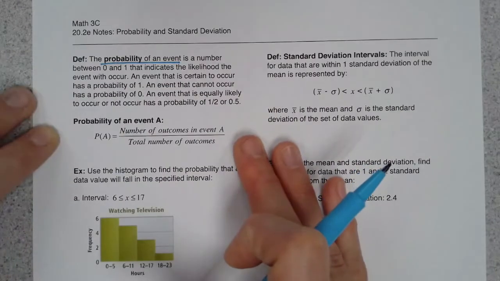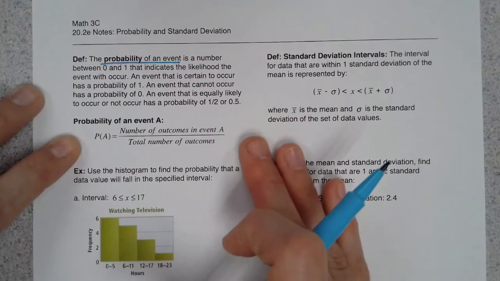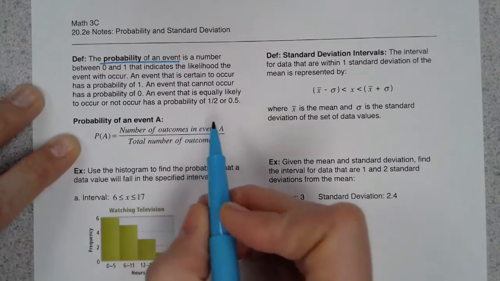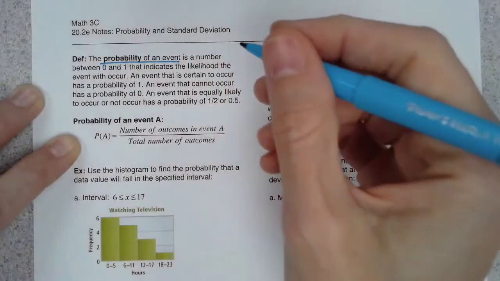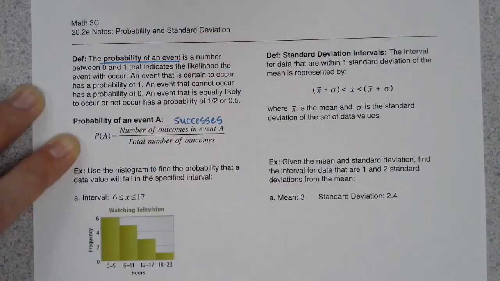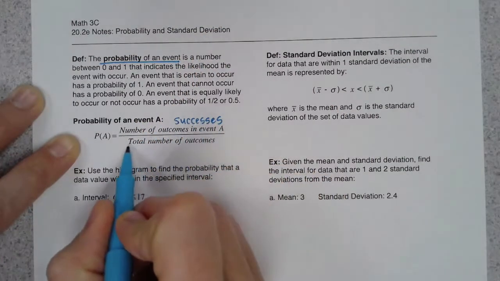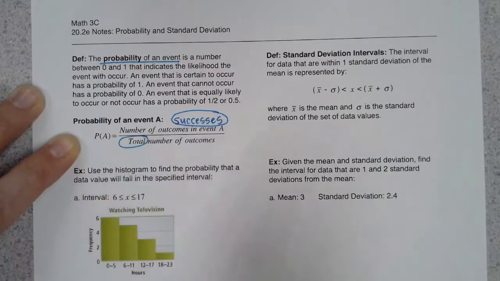In the next part right here, you see the ratio for probability is the number of outcomes in event A. And so sometimes you'll see the top of this referred to as the number of successes. And then in the denominator, you put the total number of outcomes. So you'll say that it's successes in the top and then total outcomes in the bottom.